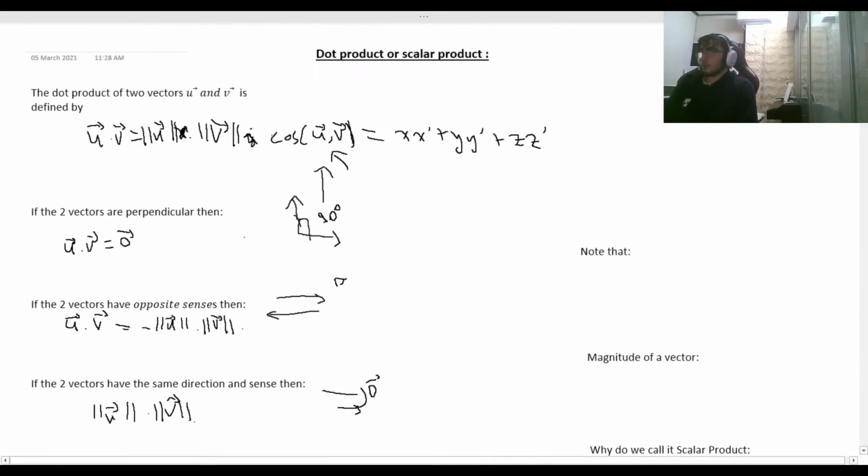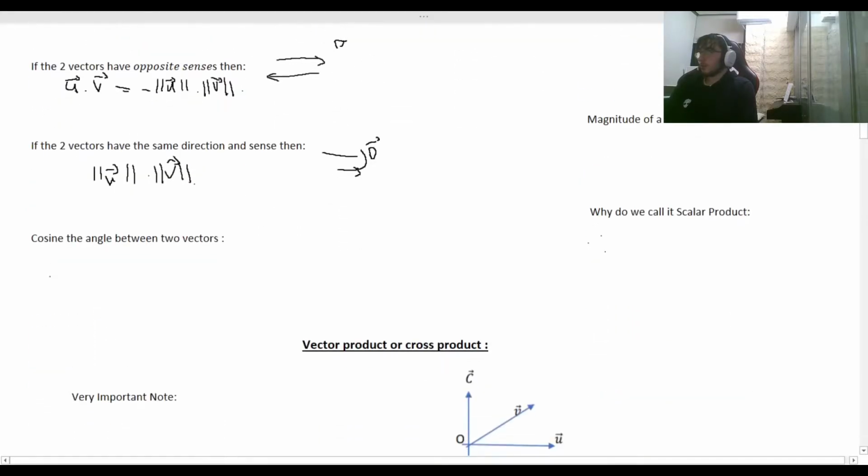Cosine of the angle between two vectors: simply take this to the other side by dividing by it on both sides. You get that cosine of theta, let theta be the angle between the two vectors, is equal to u vector dot v vector over the magnitude of the first vector multiplied by the magnitude of the second vector, which is equal to xx prime plus yy prime plus zz prime over the magnitude of the first vector multiplied by the magnitude of the second vector.